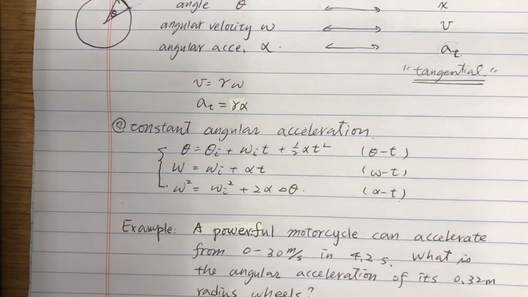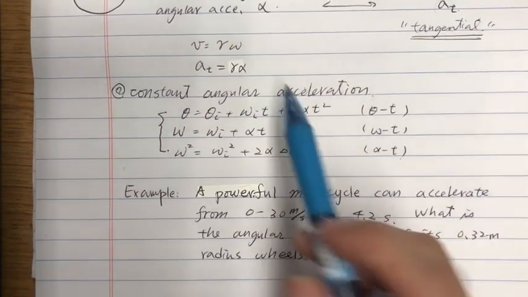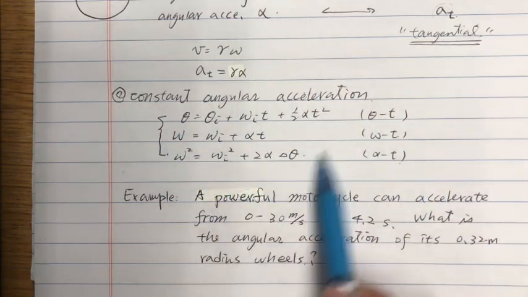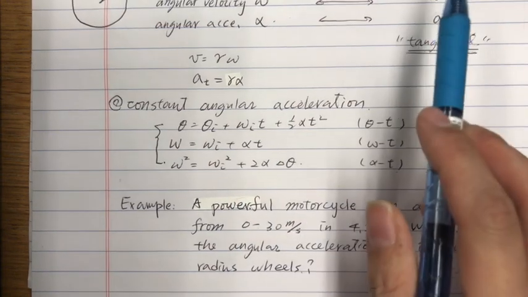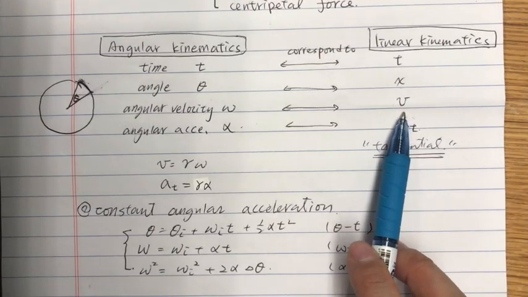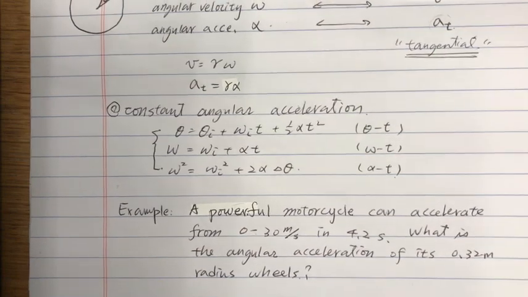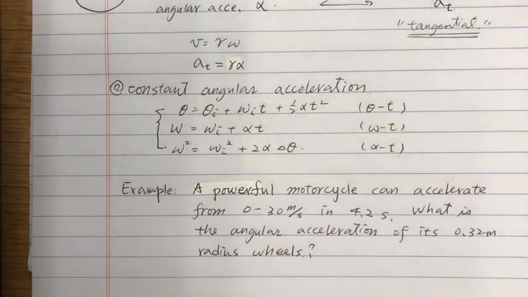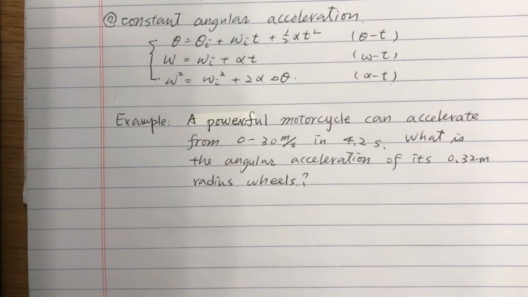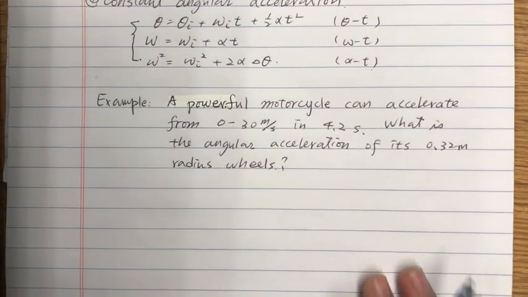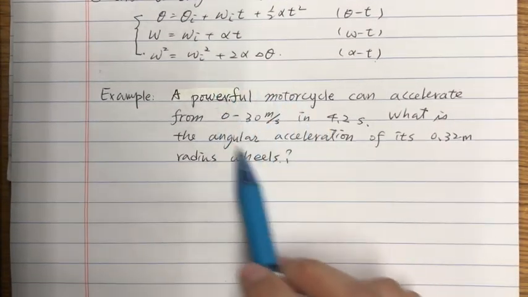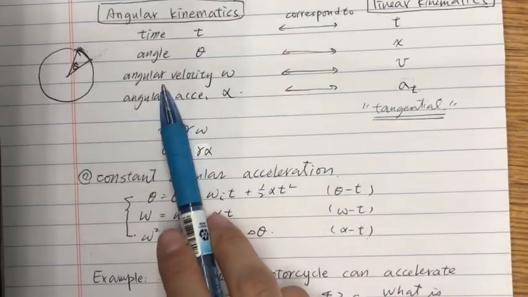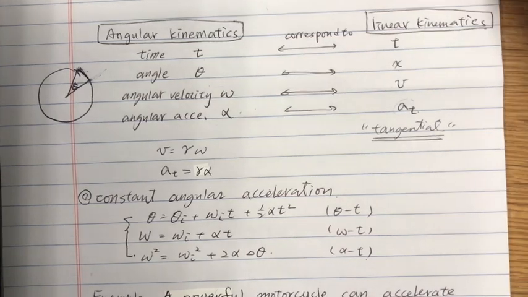And since they have a pretty good one-to-one correspondence, for a constant angular acceleration motion, we can cook up pretty similar equations and relationships, just like what we have for linear kinematics. So you can just use these relationships to figure out the problems. So here is an example. This example will show you how to connect angular kinematics to linear kinematics.